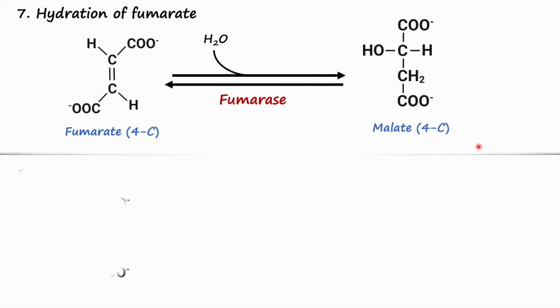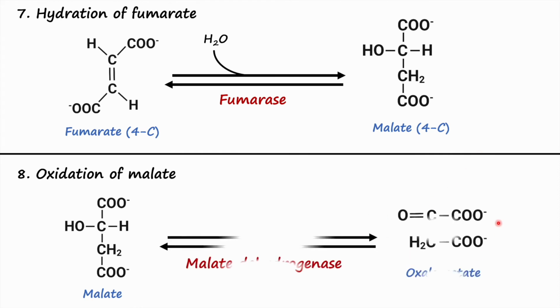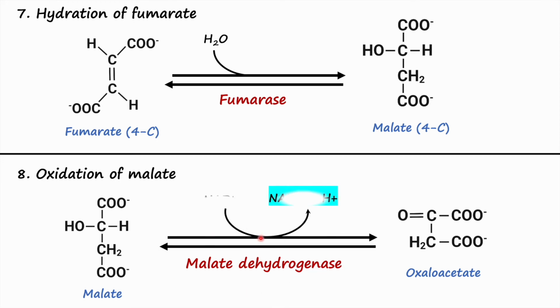Now, the final reaction of the citric acid cycle is the oxidation of malate, and malate is oxidized to oxaloacetate by an enzyme called malate dehydrogenase. Furthermore, the oxidation of malate is coupled to the reduction of NAD to NADH. And the malate dehydrogenase enzyme is inhibited by an increased level of NADH in the cells.